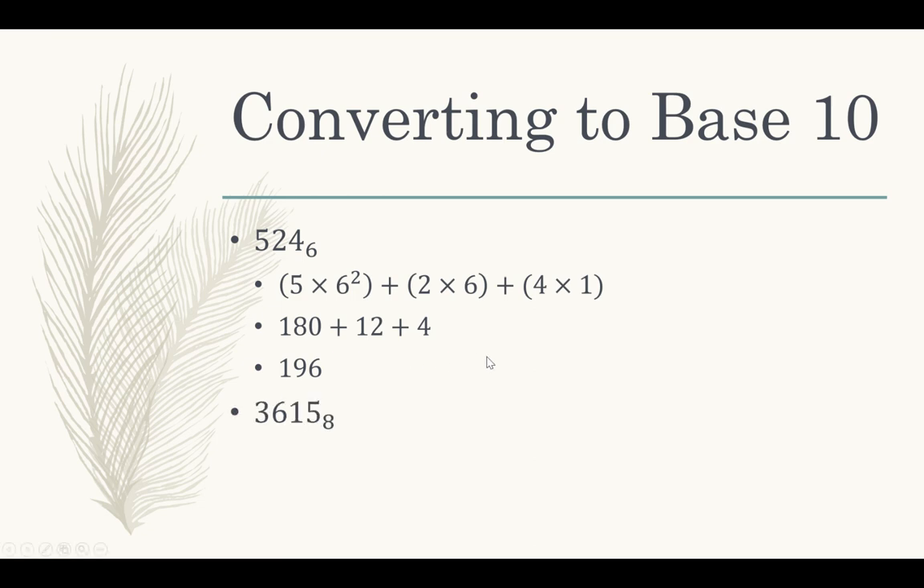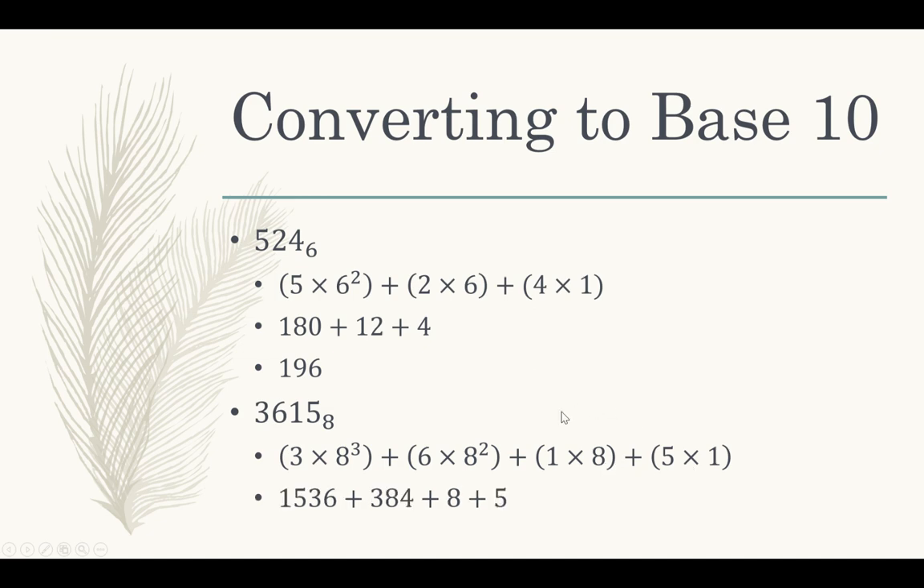Next one, 3,615 base 8. Convert that to base 10. Same thing. We have a 3, a 6, a 1, and a 5. So we take the 3 times 8 cubed, because it's the fourth value over, 6 times 8 squared, 1 times 8 to the first, and 5 times 1. We're going to get 1,536 plus 384 plus 8 plus 5, leaving us with 1,933. So that is how you convert to base 10.